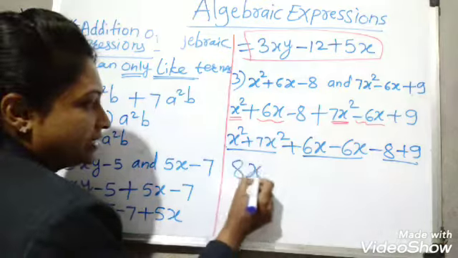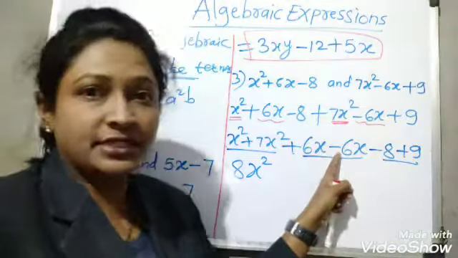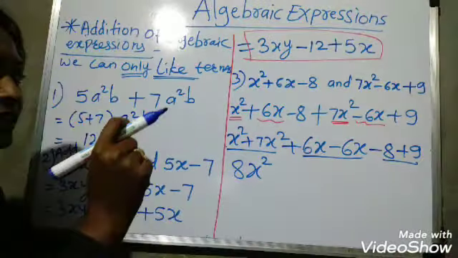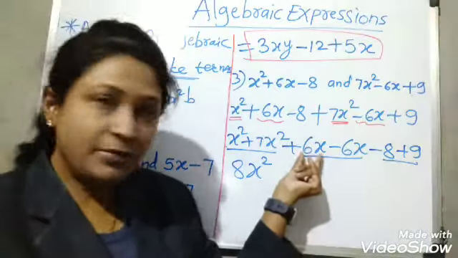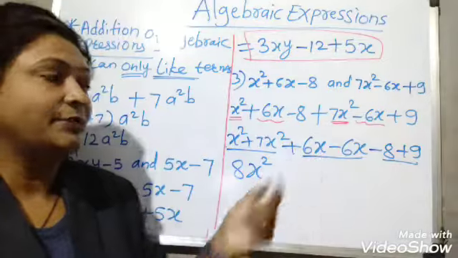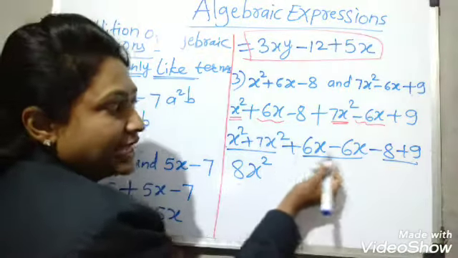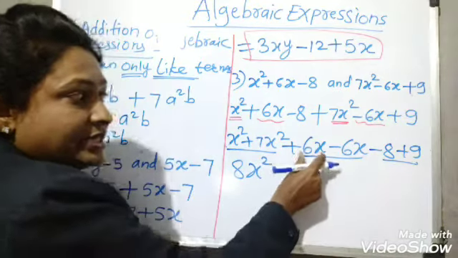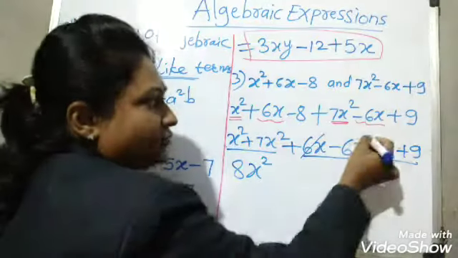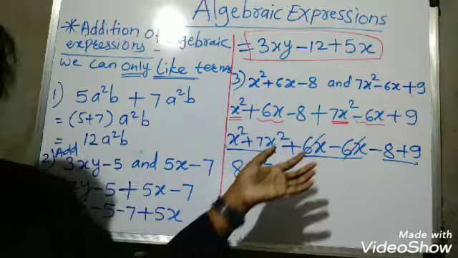8. 8x square. Now see, student, plus 6 minus 6. Now plus 6 minus 6 means what? 6 minus 6, it is 0. So one trick I will tell you: whenever like terms have the same numbers, the coefficient is also the same, and they have opposite signs, like here plus 6x and here minus 6x, both 6x are the same. We can cut them here, because we know their answer will become 0 only. So no need to do that.